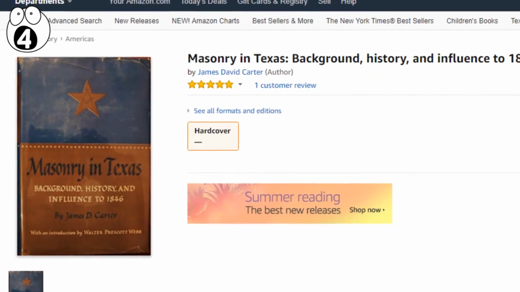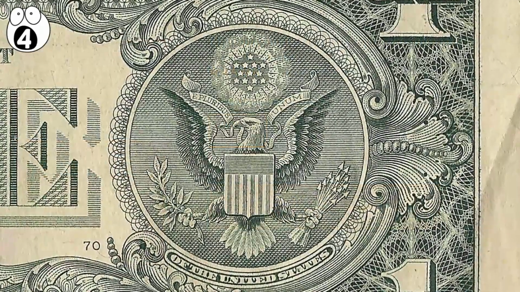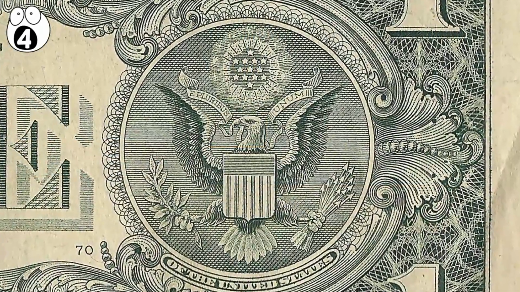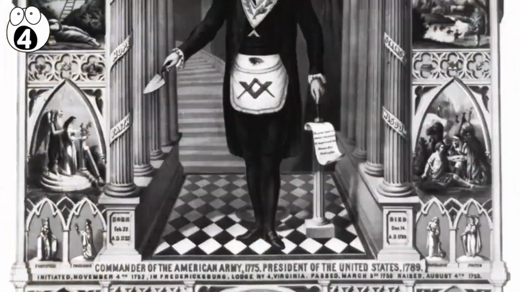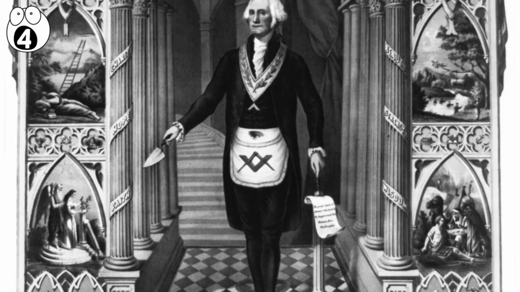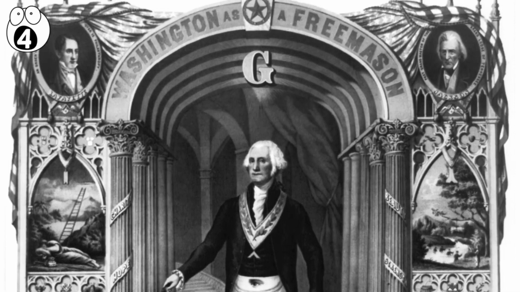Number 4. Feathers and Freemasonry. Writing in Masonry in Texas, James D. Carter pointed out that the eagle on the Great Seal has a different number of feathers on each wing. According to Carter, this seemingly innocuous fact is actually a blatant allusion to the role the Freemasons played in the foundation and continued influence of the United States on the rest of the world.